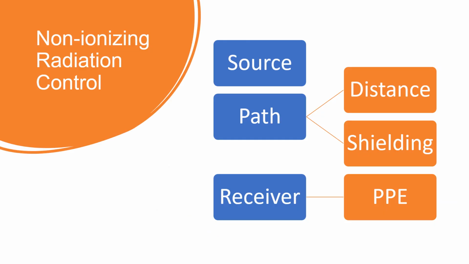So now we're going to discuss how to control for non-ionizing radiation hazards. Much like the other hazards we've discussed, the main areas where we can control for radiation hazards is either at the source, along the path of the radiation, or at the receiver of the radiation. And like we discussed with ionizing radiation, path control involves distancing or shielding, and receiver control involves the use of personal protective equipment.